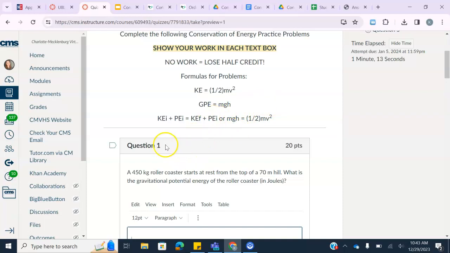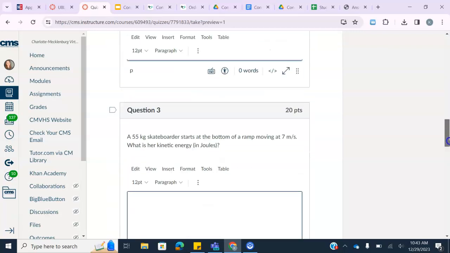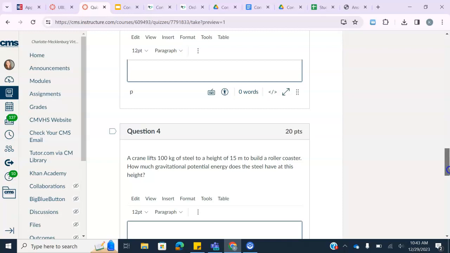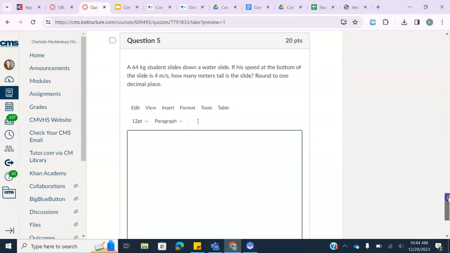Okay, so in question 1, you are going to take the potential energy that you calculate and you're going to set it equal to 1/2 mv squared. All right, so you will take whatever answer you get for question 1 and you will set it equal to that 1/2 mv squared. Okay, so just keep that in mind. Question 3 is a kinetic energy problem. Question 4 is a potential energy problem, so you'll just use that GPE. And then question 5 is going to be a conservation of energy problem.